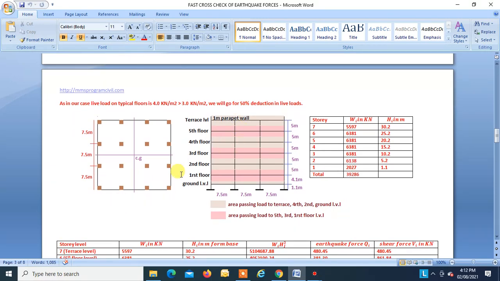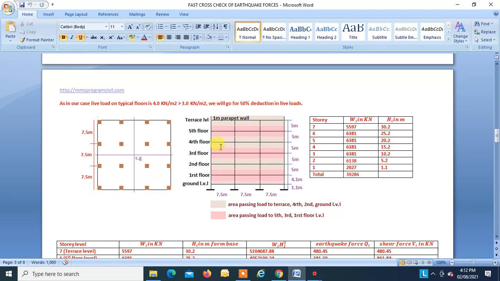So this is our plan. We can see the plan is symmetrical about both the axes, and it is a square building. So this width is 22.5 meters and this length is also 22.5 meters.